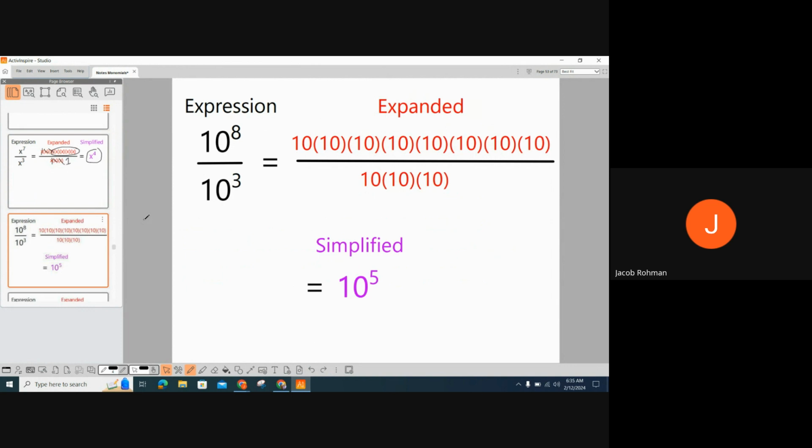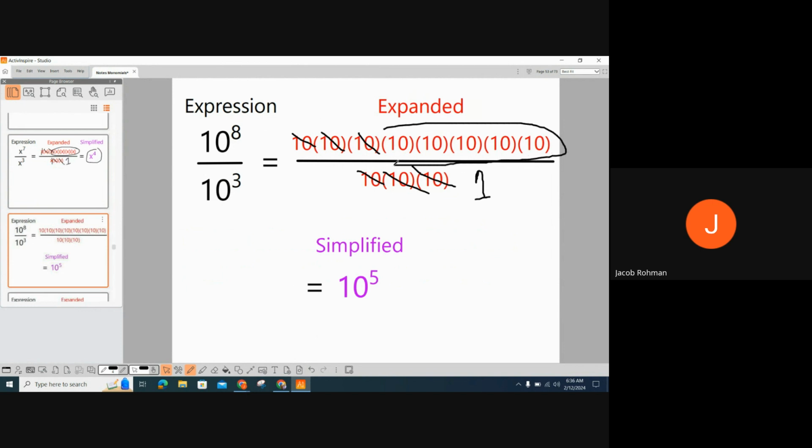The second example, here we're given 10 to the 8th power divided by 10 to the 3rd power. And we can see, again, expanding this out, 10 being multiplied to itself 8 times, and then the 10 on the bottom being multiplied to itself 3 times. And the same concept, we can divide out these 10s to be 1. So 10 divided by 10 is 1, three times.